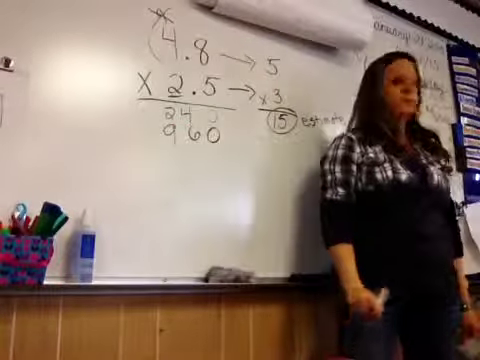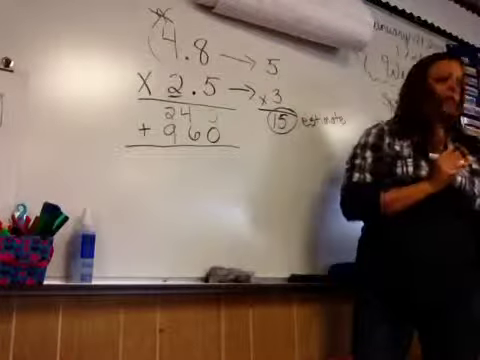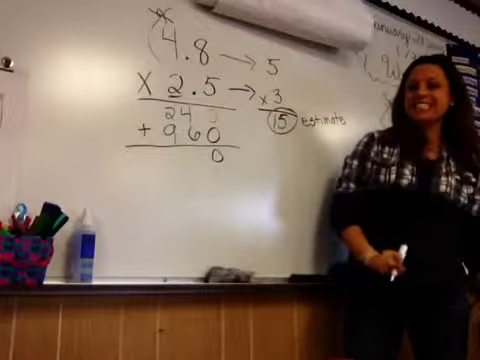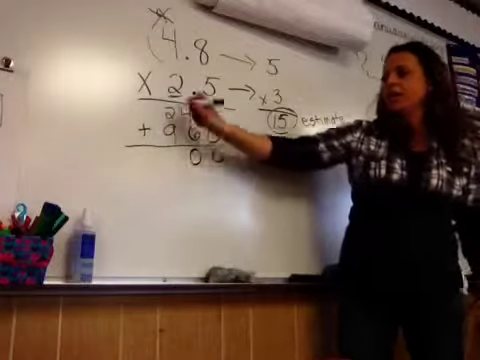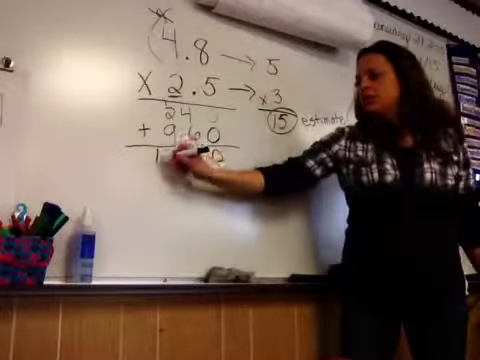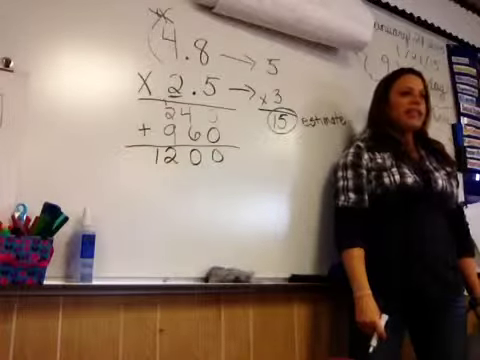Now what? Add. Do I need to put a plus sign in an answer line? Yes. Okay. 0 plus 0? 0. 4 plus 6? 10. Put my 0 down, carry the 1. 1 plus 2 plus 9, 12. Am I done? No, you need to put your decimal point between the 2 and 0.